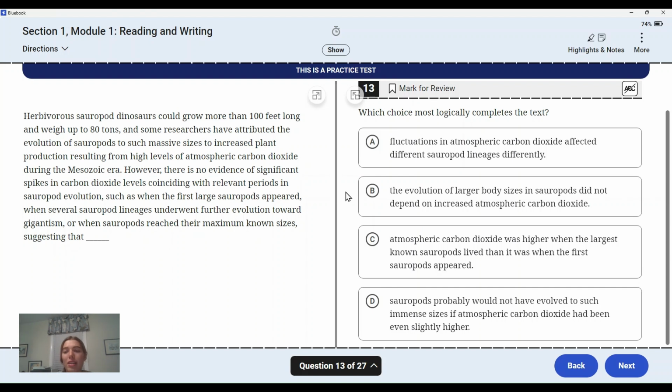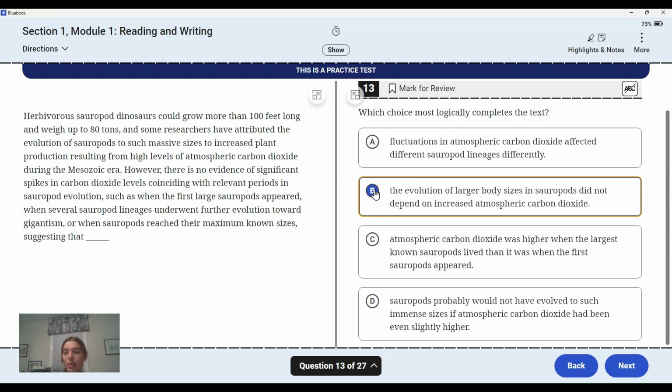It says fluctuations in atmospheric carbon dioxide affected different sauropod lineages differently. Doesn't seem to indicate that at all. It doesn't talk about different sauropod lineages, not our question. The evolution of larger body sizes in sauropods did not depend on increased atmospheric carbon dioxide. Definitely seems what we're going for. The 2 did not relate to each other. That's probably our answer, but we'll go ahead and keep reading.